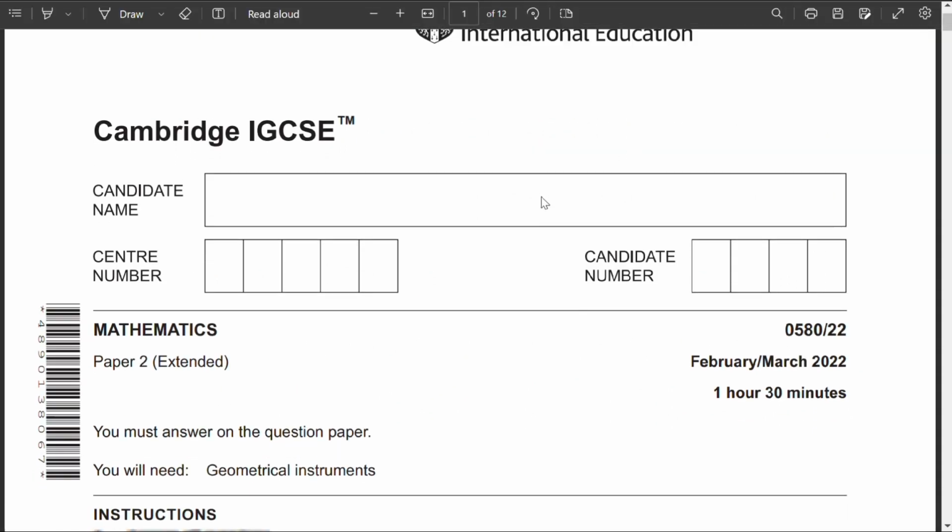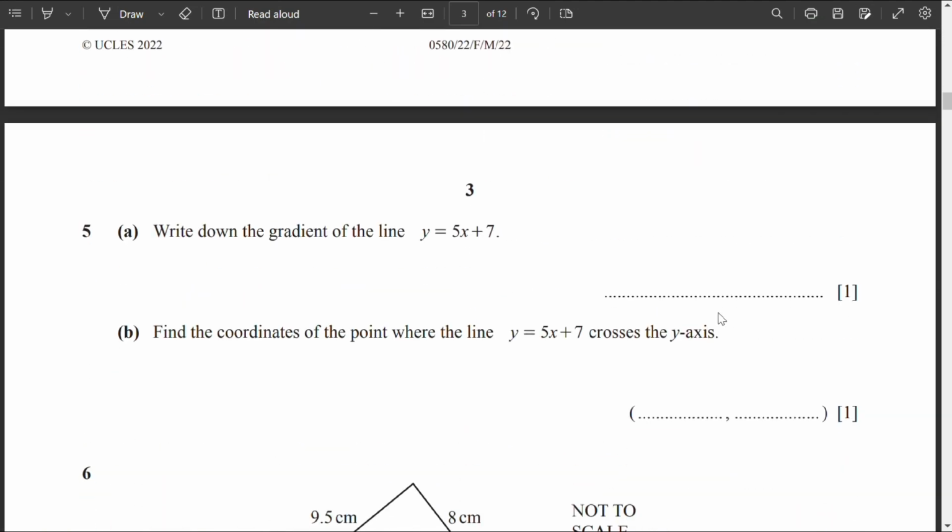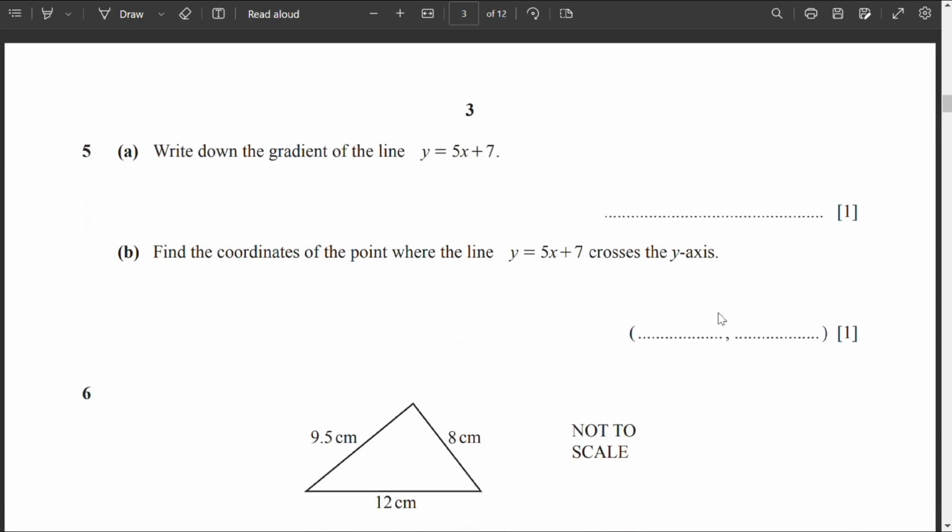Now for the next paper, you can see the next question is from the Feb/March 2022 paper, paper 22. The fifth question is on coordinates. This is also so easy.